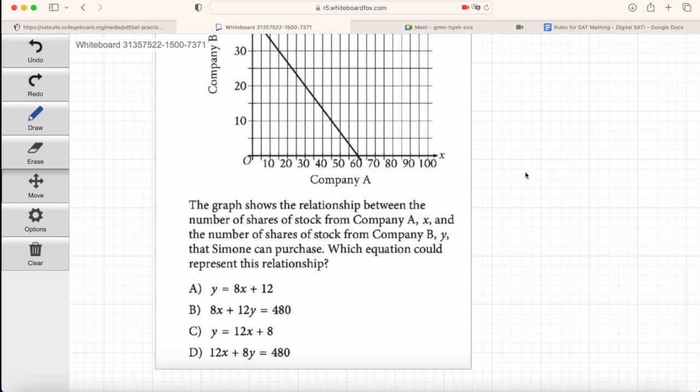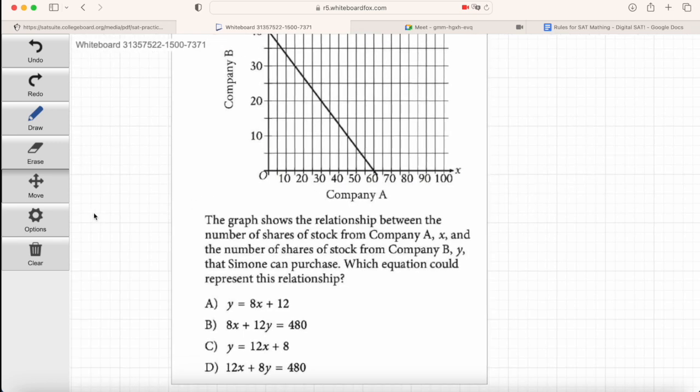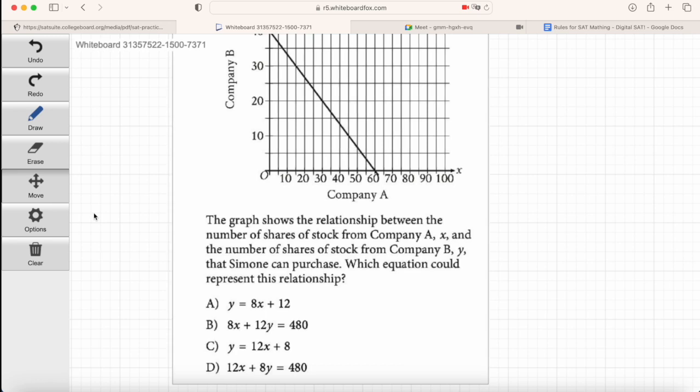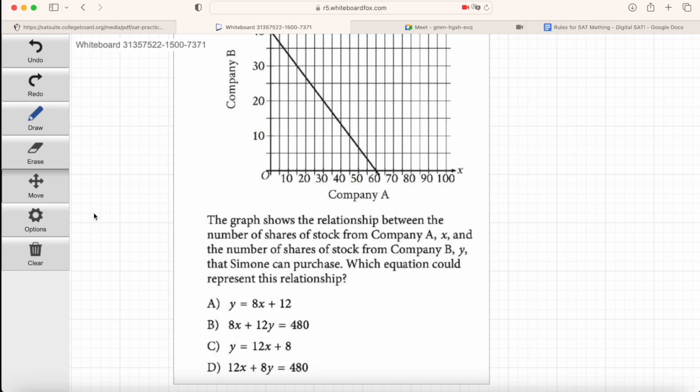The graph shows the relationship between the number of shares of stock in a company A, X, and the number of shares in a stock for company B, Y, that someone can purchase. I think it's a name, right? It doesn't matter that much here, but anyway, you got it. Which equation could represent this relationship?